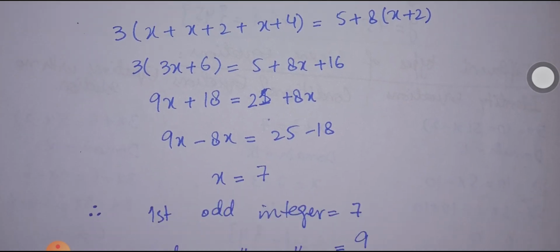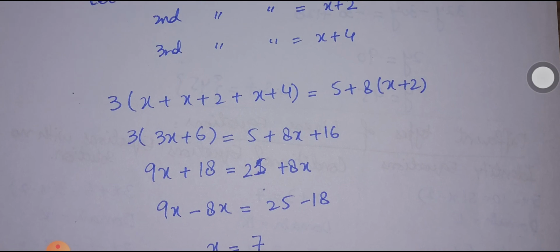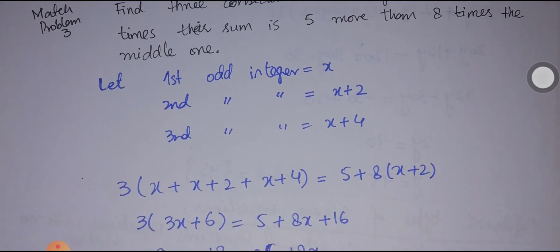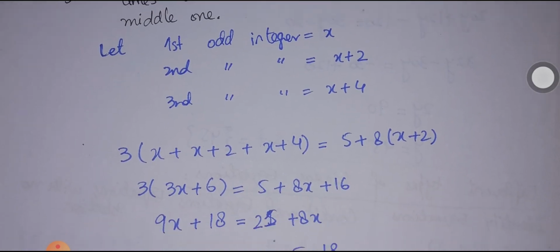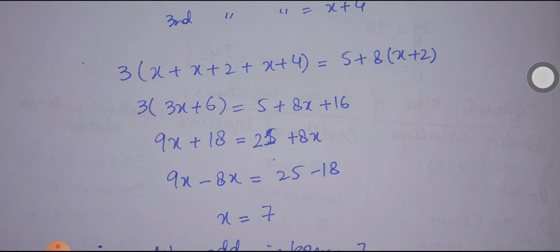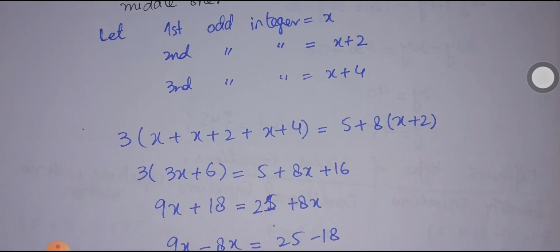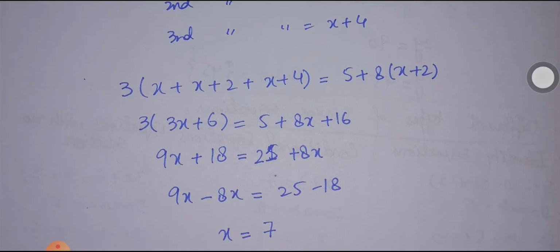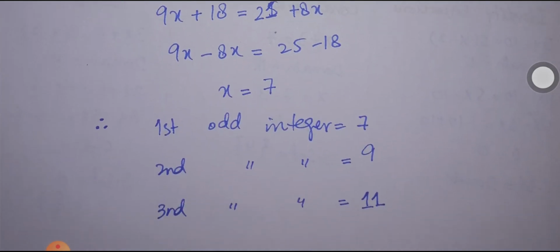Now solving this equation I will get x is equal to 7, which is not the final answer, because I have to find out the three consecutive odd integers, but x is equal to 7 is just one answer. So I'm going to put the value of x in these integers, that is x plus 2 and x plus 4. So I will get the integers to be 7, 9 and 11.